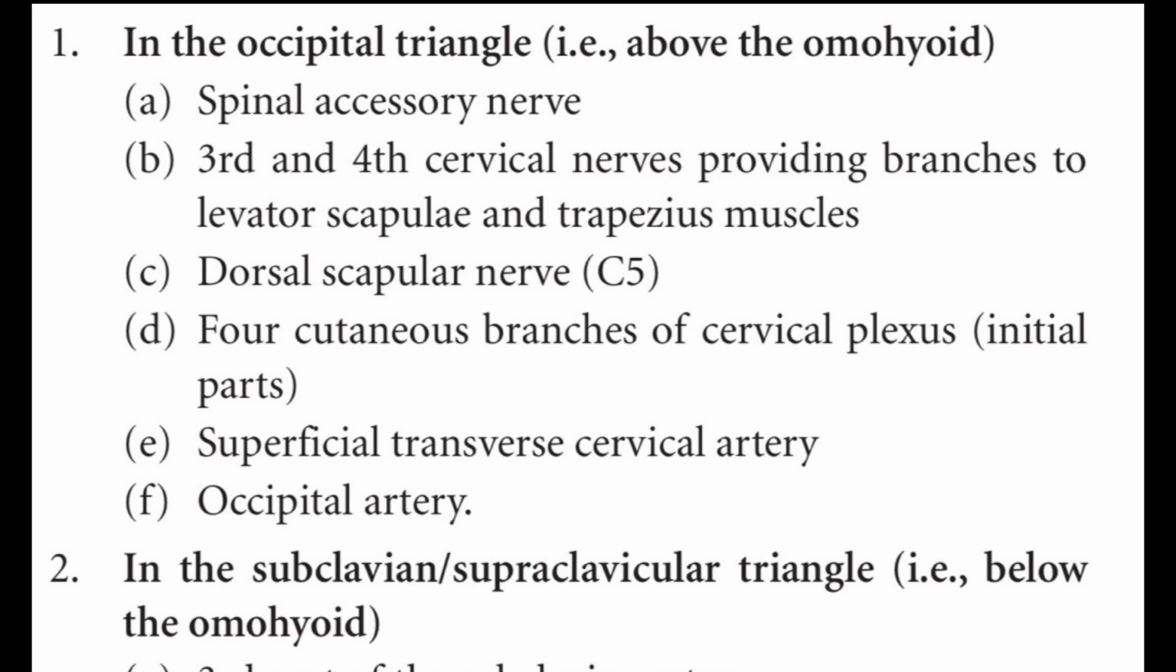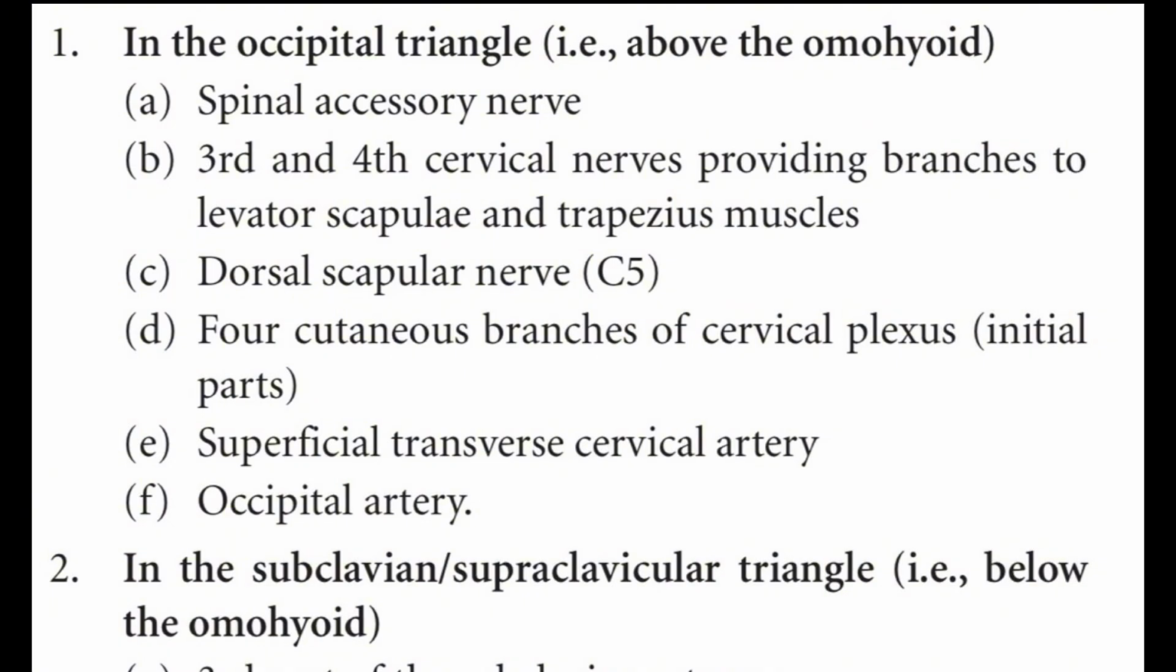You have the spinal accessory nerve. You have the third and fourth cervical nerve, which are branches to the levator scapulae and the trapezius muscle. You have the dorsoscapular nerve, which is the first branch from the root of the brachial plexus. Are you getting me now? You have the four cutaneous branches of the cervical plexus, very, very important. So you have C1, C2, C3, C4 that supplies a lot of stuff.